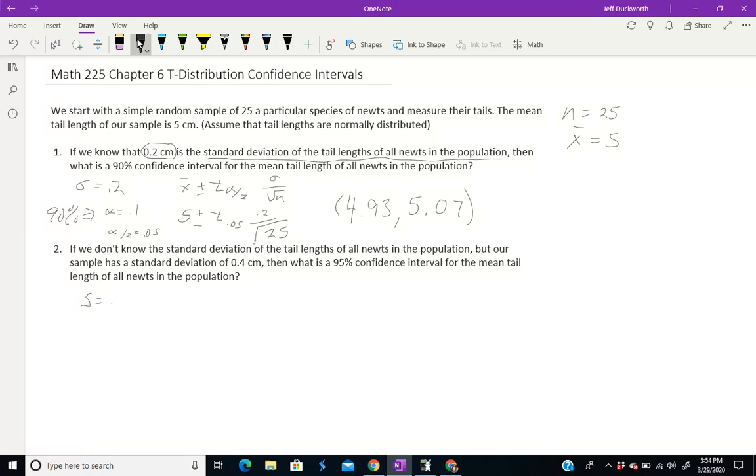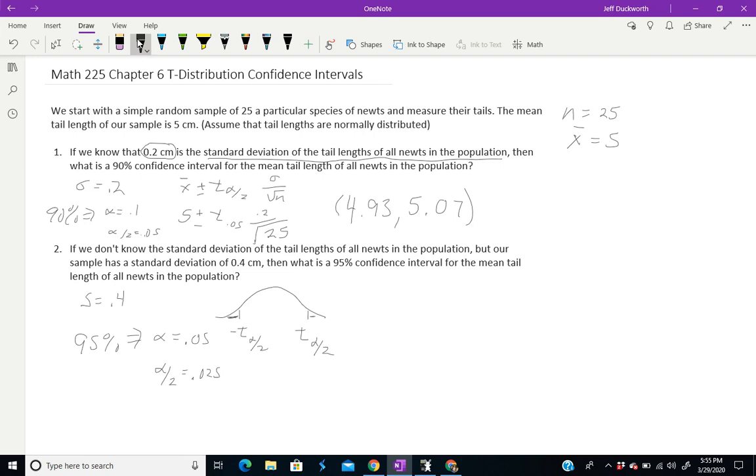So S equals 0.4, and we have 95%, which means our alpha level is 0.05, and alpha divided by 2 equals 0.025. And remember, these are the areas we're looking at here. This is, well, I guess it's T, not Z, excuse me. This point here is T of alpha over 2, and this one is actually negative T of alpha over 2.